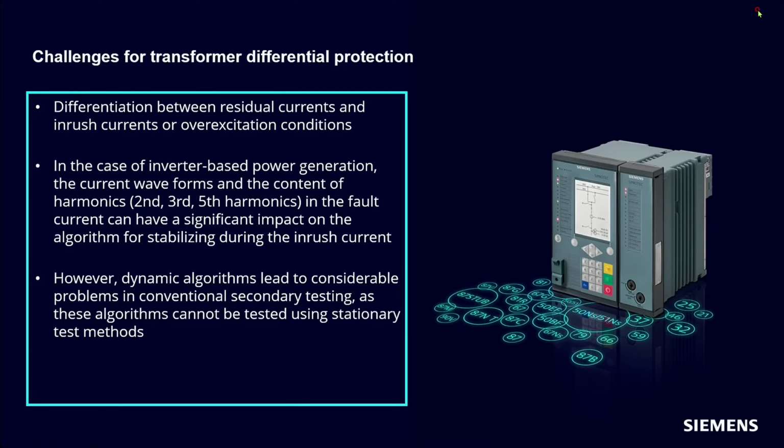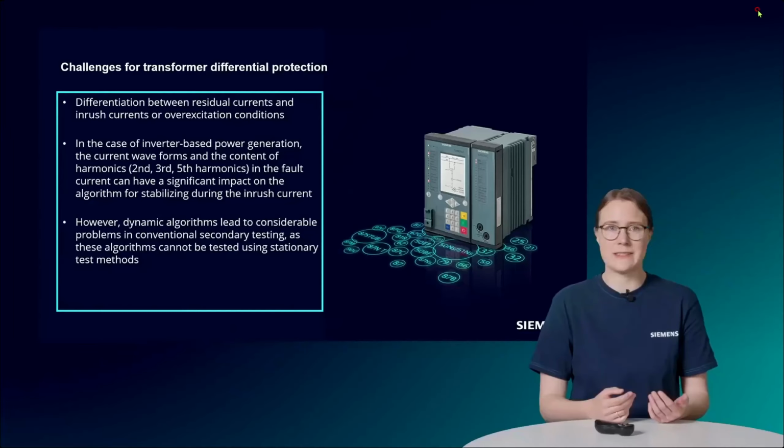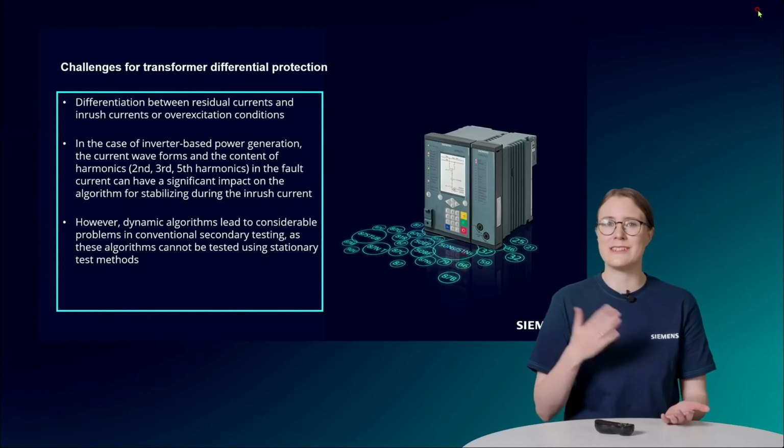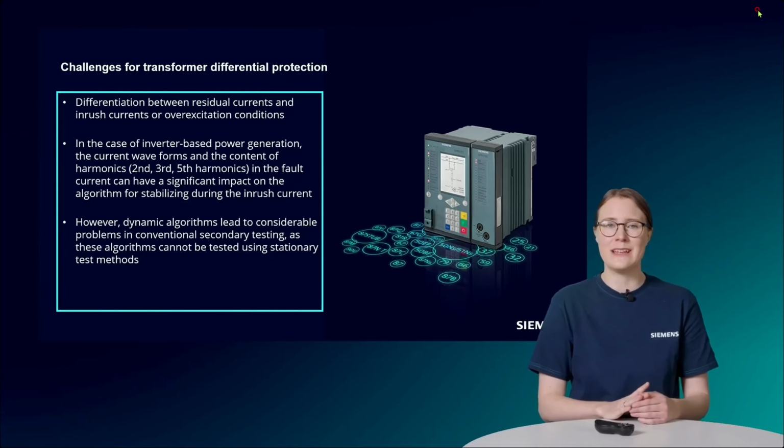These harmonics can significantly impact the stabilization methods used for inrush detection and blocking. However, dynamic algorithms lead to considerable problems in conventional secondary testing. With conventional secondary testing, I mean that you use, for example, Omicron QuickCMC or the state sequencer, where you define pre-fault conditions and fault conditions on your own and independent of the given network topology.